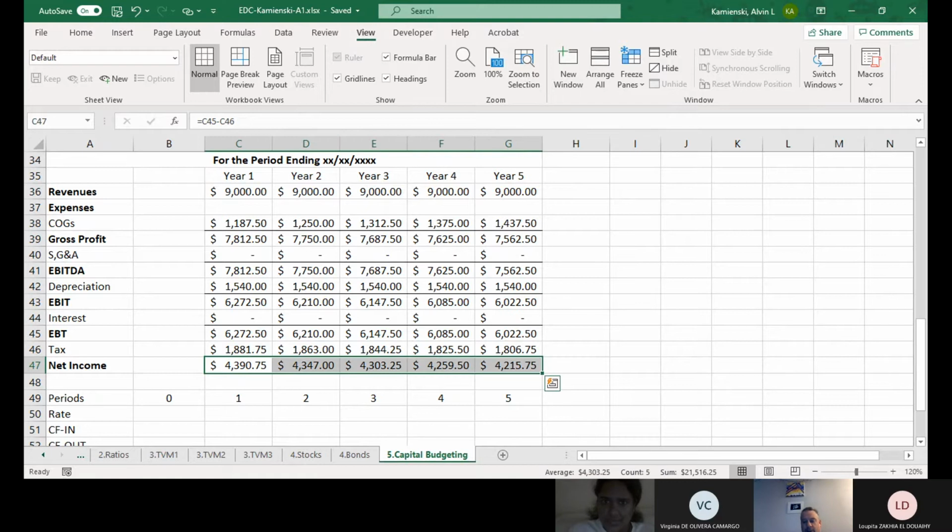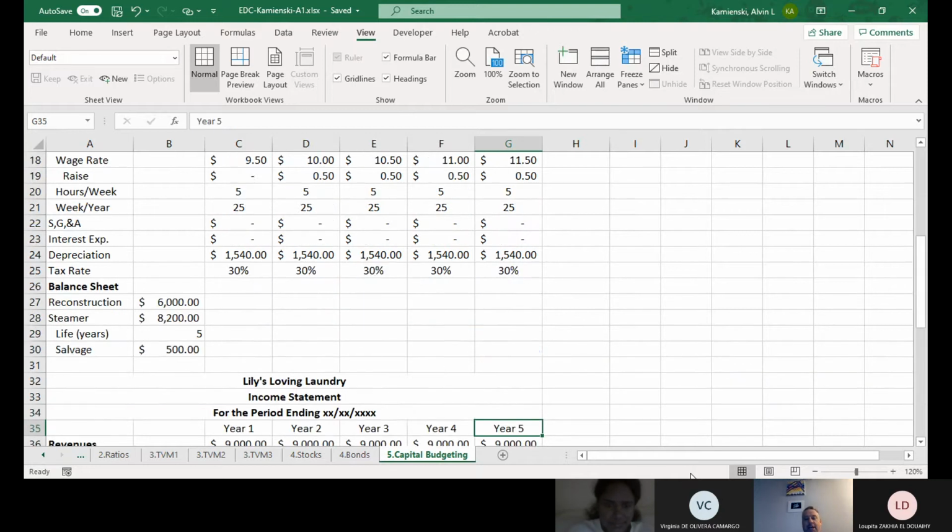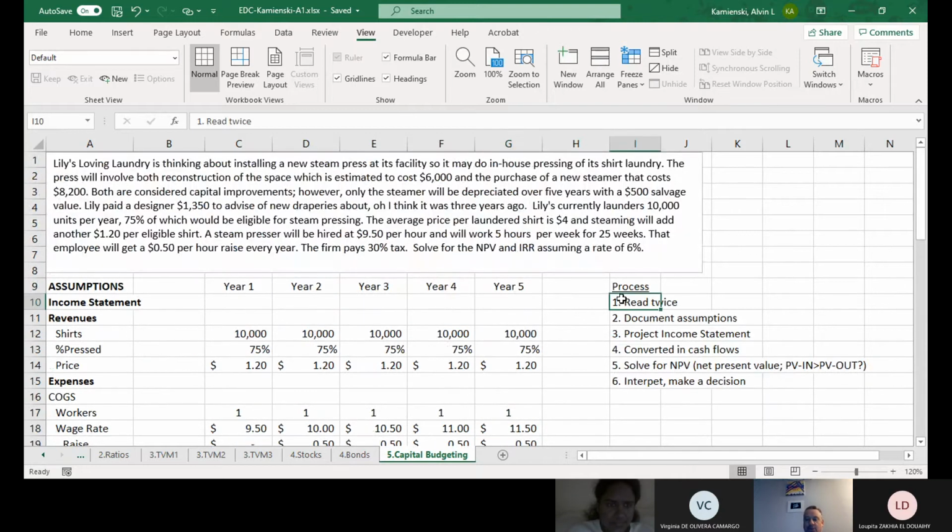And if we just took a bold look here, we would see that our total investment is going to yield us a $21,000 sum new profit. But those profits occur during a 5-year period, so we have to discount those to present using time value of money. So as I'm up on this process, we've read the problem twice, we've documented our assumptions, we just finished the income statement. Now we're going to put together this little cash flows model.